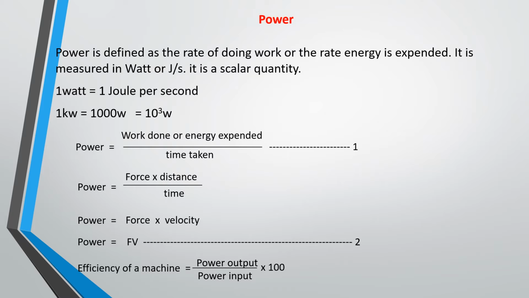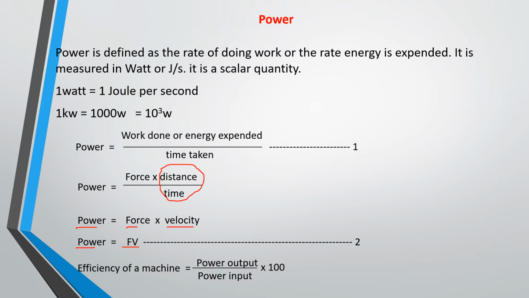We also know that force times distance over time is equal to speed, or velocity. Which also means that power can be defined as force times velocity. So depending on the question that you are given, you can use any of these formulas to find the power of a machine or of a body that is exerting energy.